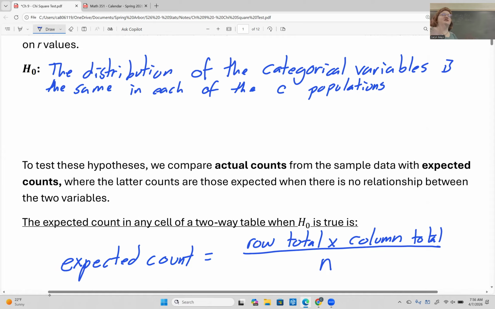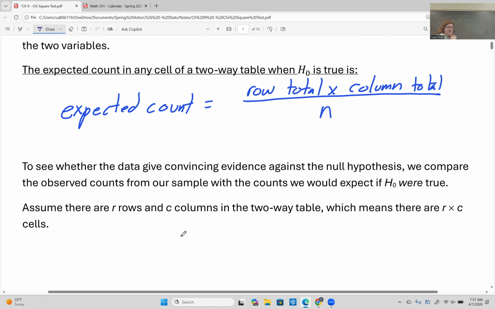What the chi-square test is doing is our two-way table has the actual data in it. It has what actually happened. Then we can calculate this expected count, and the chi-square test is comparing how well what actually happened compares with what is expected to happen based on our total numbers. And so to see whether the data give convincing evidence against the null hypothesis, we compare the observed counts from our sample with the counts that we would expect if the null hypothesis were true.